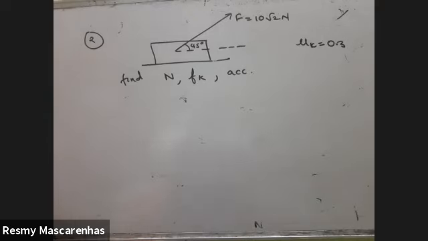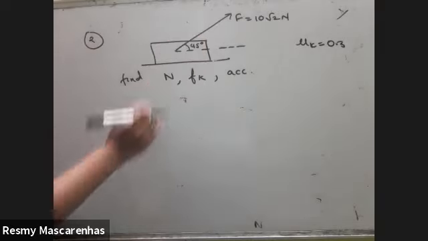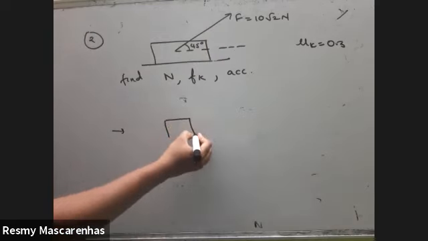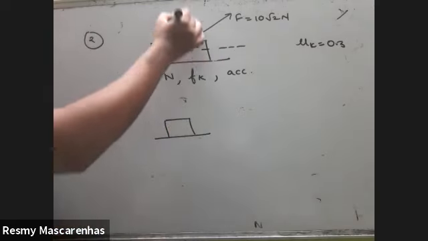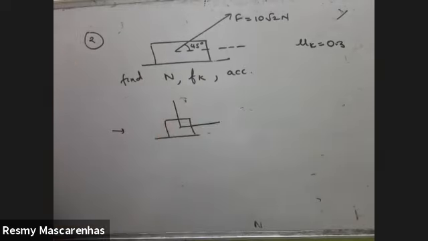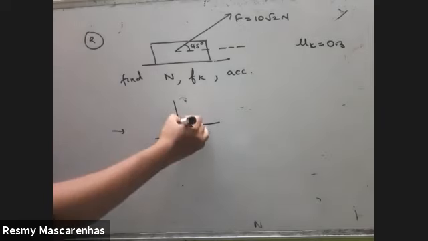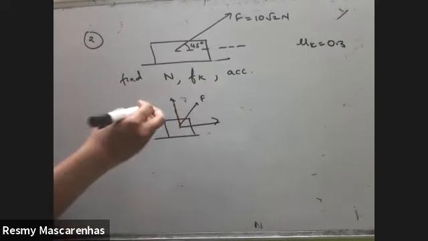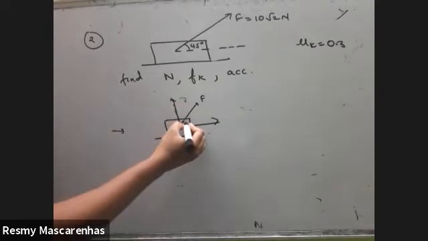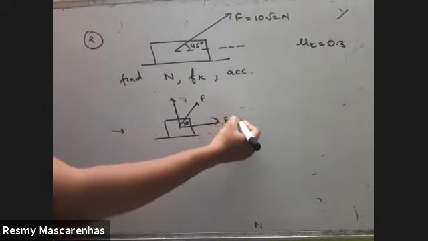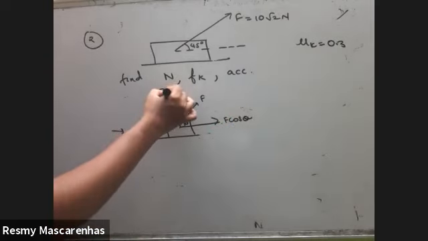Now, if it was simply a normal force, it would have been directly in the horizontal direction. But whenever there's an angle, you have to always resolve this into two components. So one will be horizontal. This F will have two main components. This is your theta. So horizontal will always be F cos theta, vertical will always be F sin theta.